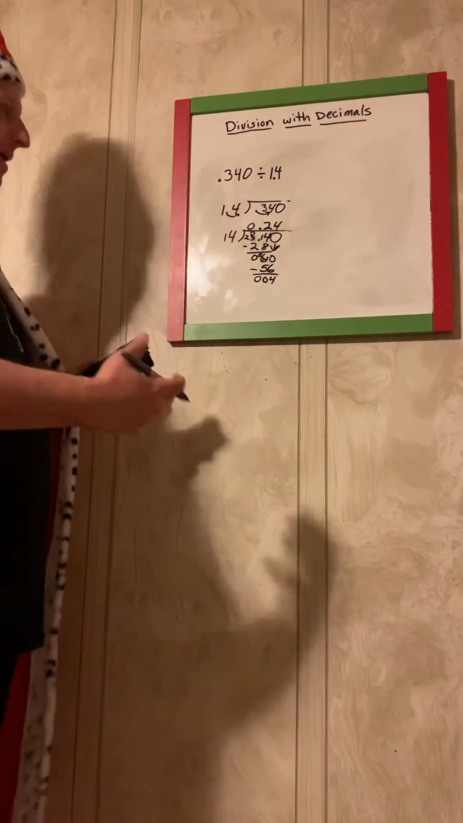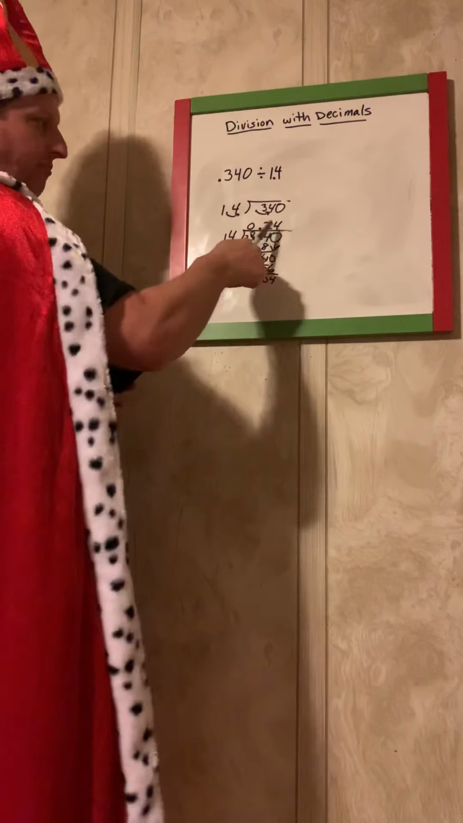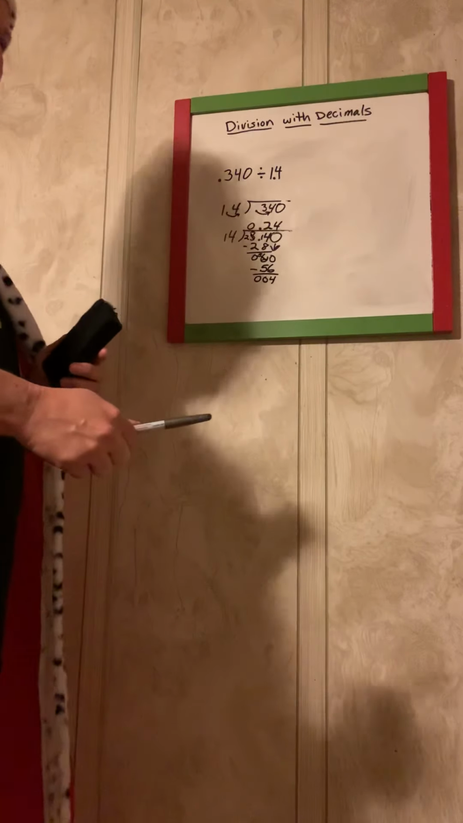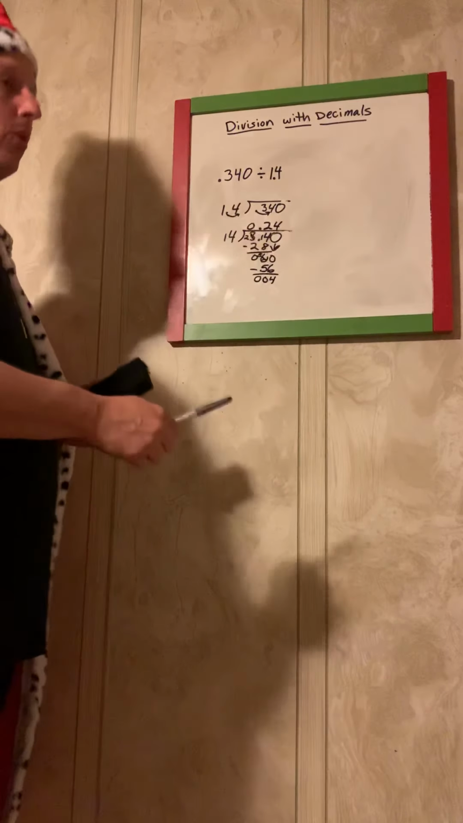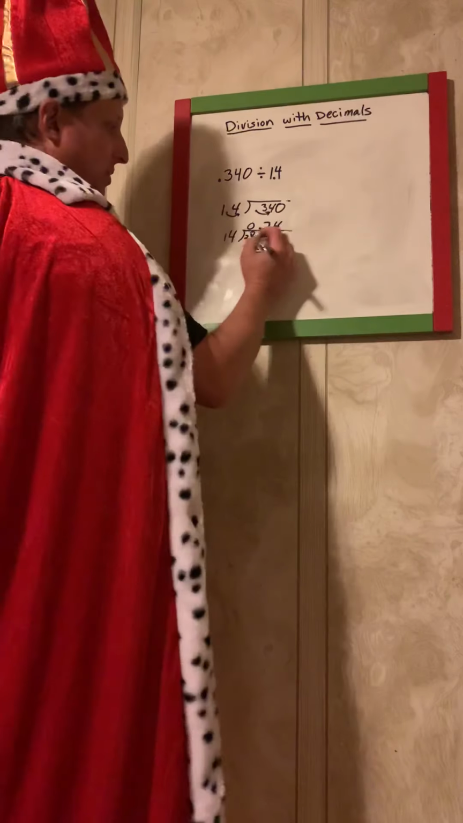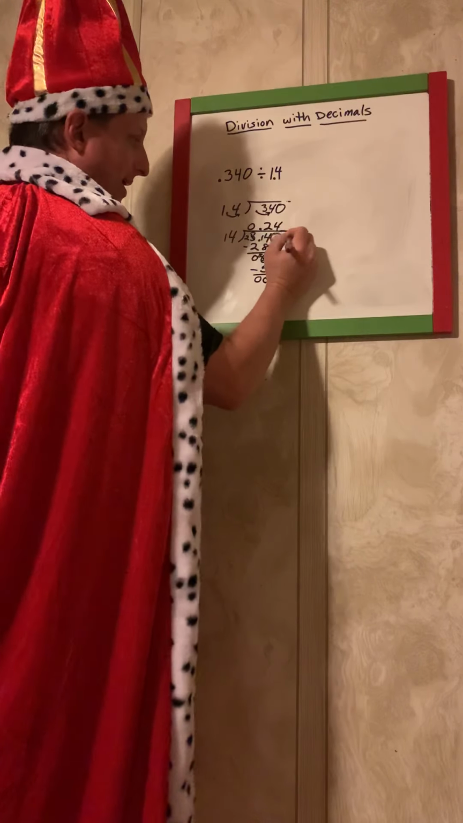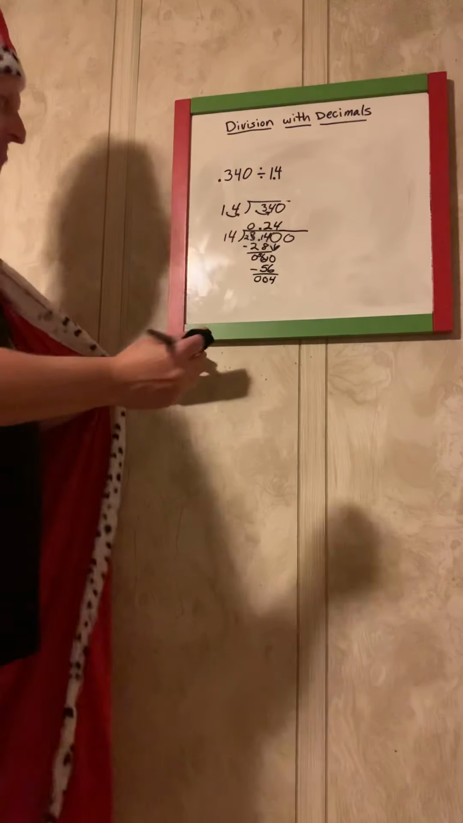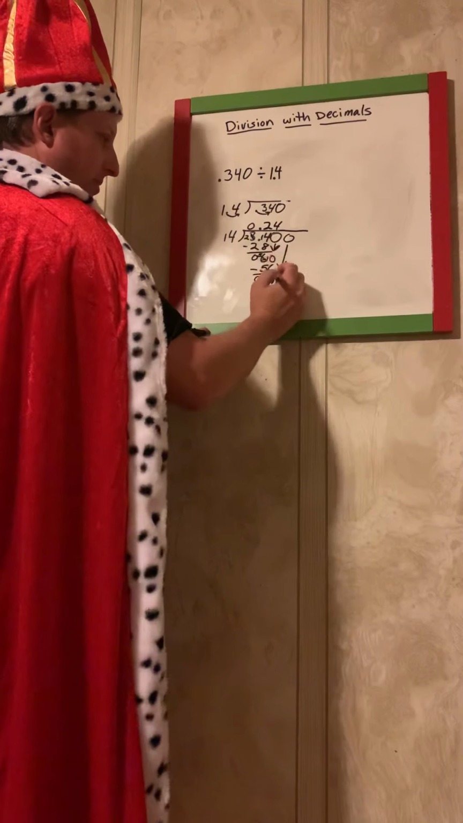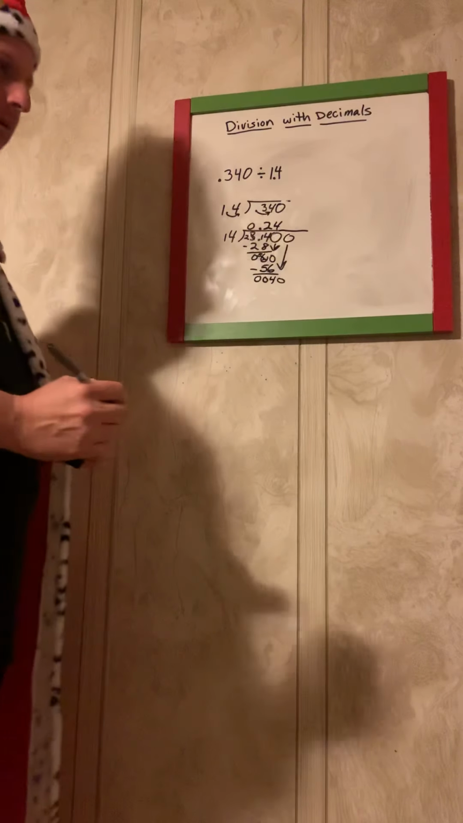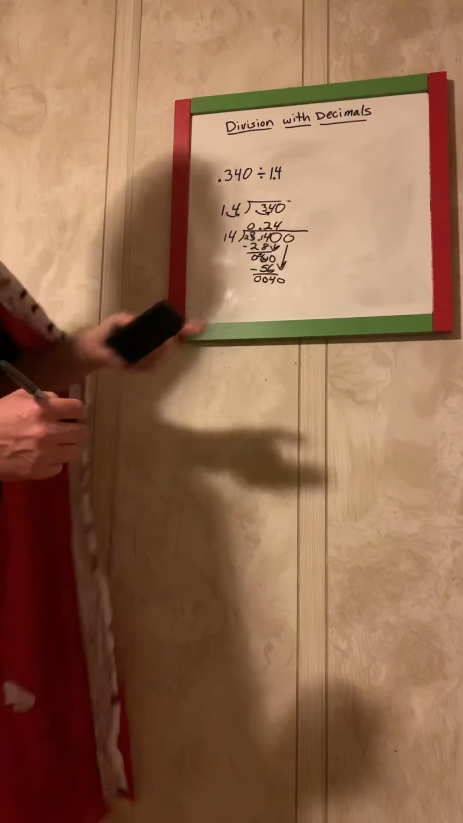As you get into this a little bit more, you're going to come to times where, you know what? You can't just say, oh, it's 24 hundredths, remainder 4. It does not work that way. But what we can do, since we have a decimal here now, is add another 0. I can add another 0 and bring it down. Now I've got 40.